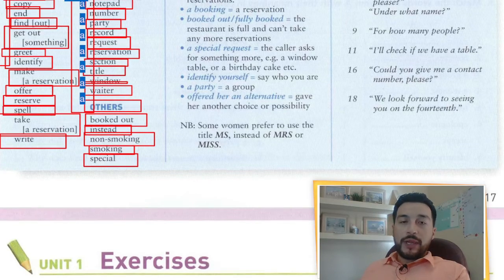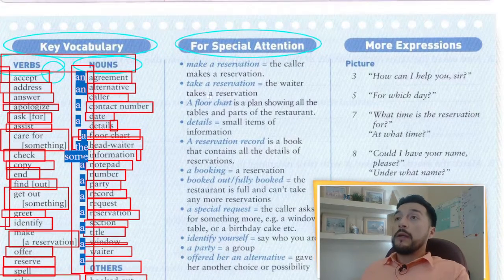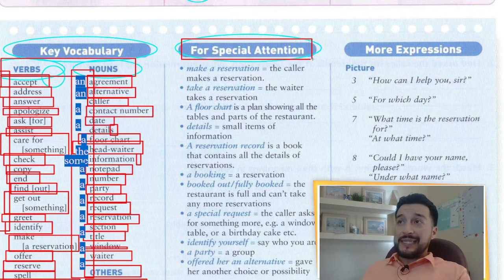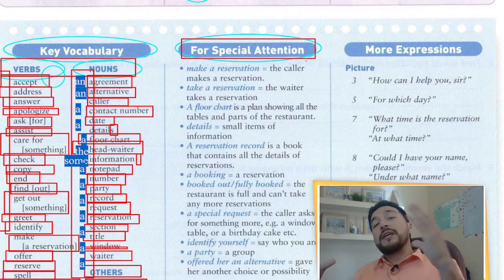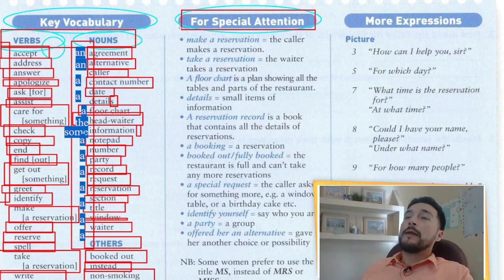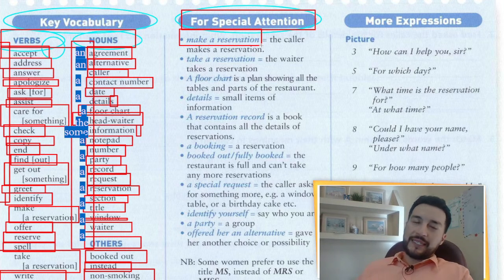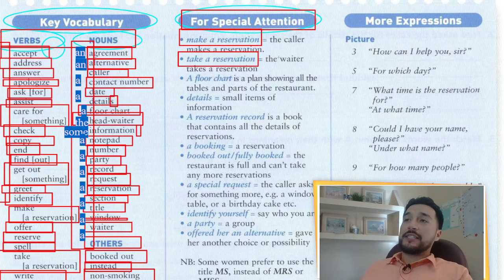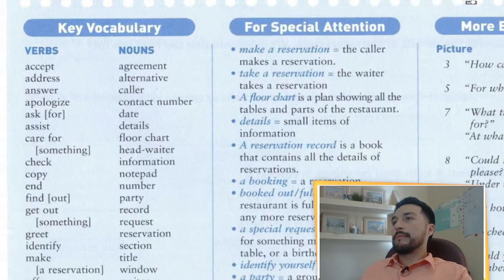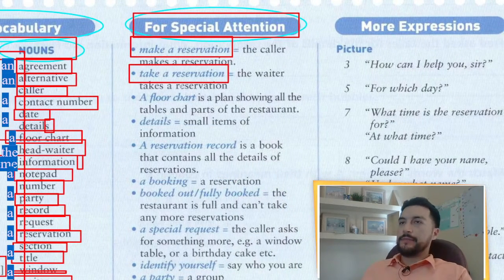So I'm going to help you a little bit. Make sure you take the dictionary and you look all of these up. But let's look at the special attention where we combine some of these verbs and nouns. For example, to make a reservation. In this class, the caller makes a reservation. To take a reservation. The waiter takes a reservation in this class.